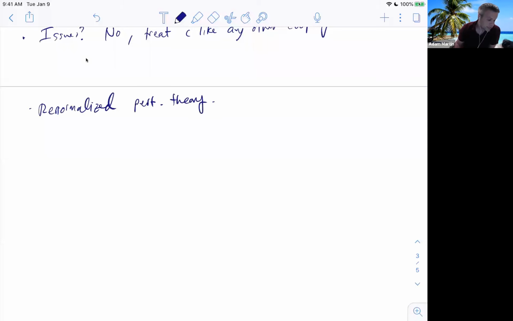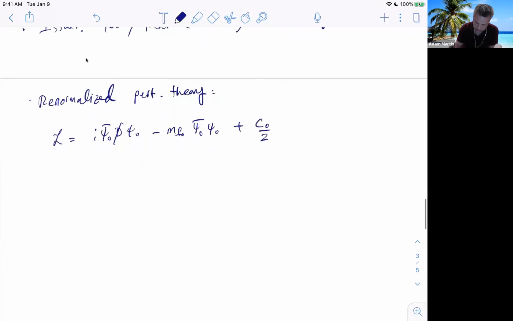All right, renormalized perturbation theory. Here you say, let's rewrite our Lagrangian. We're going to do it in terms of things that are connected to measurement, so physical fields, physical couplings. The usual step is we say our Lagrangian I can write in terms of these things called bare fields, bare couplings. Again, remember, I'm just going to neglect that coupling D for a second.